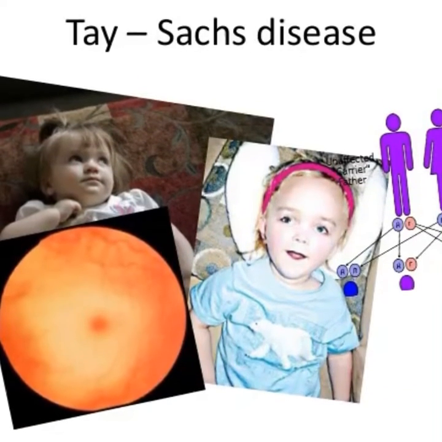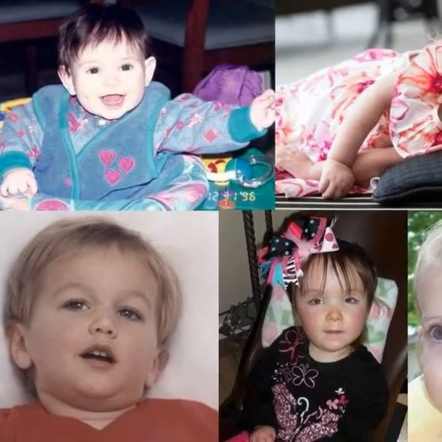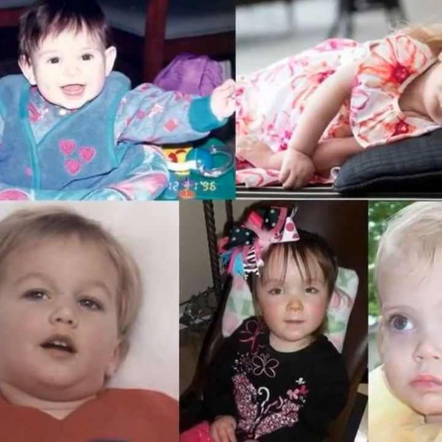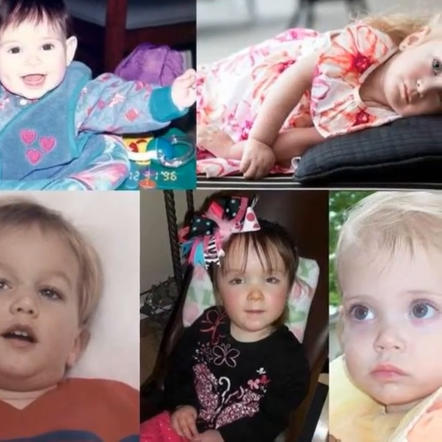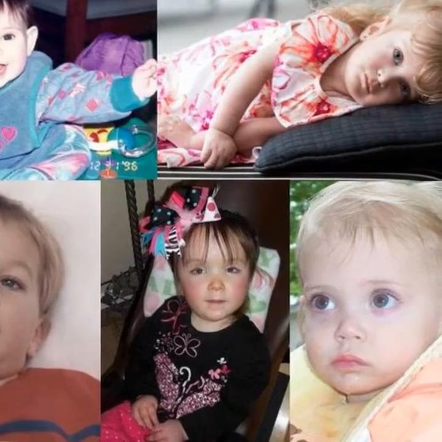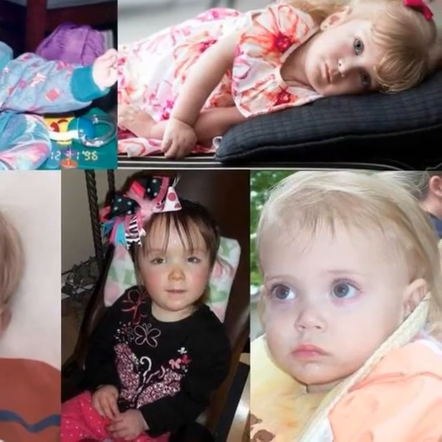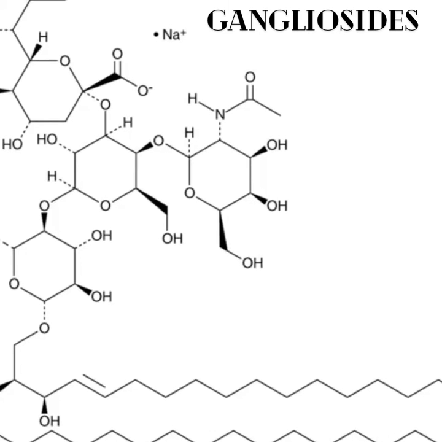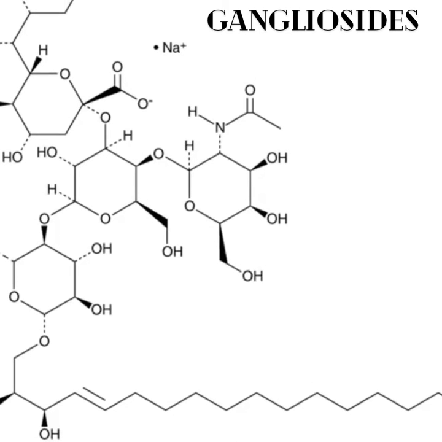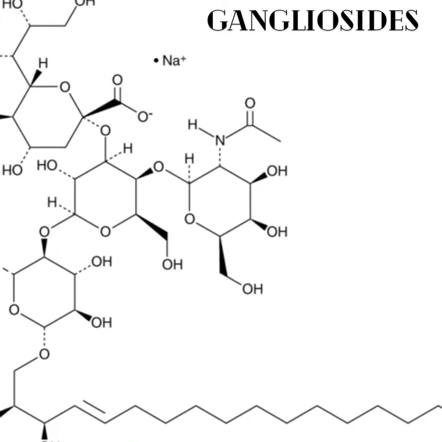Tay-Sachs disease. What is it? Tay-Sachs disease is a rare disorder passed from parent to child. It's caused by the absence of an enzyme that helps break down fatty substances. These fatty substances, called gangliosides, build up to toxic levels in the child's brain and affect the functions of the nerve cells.